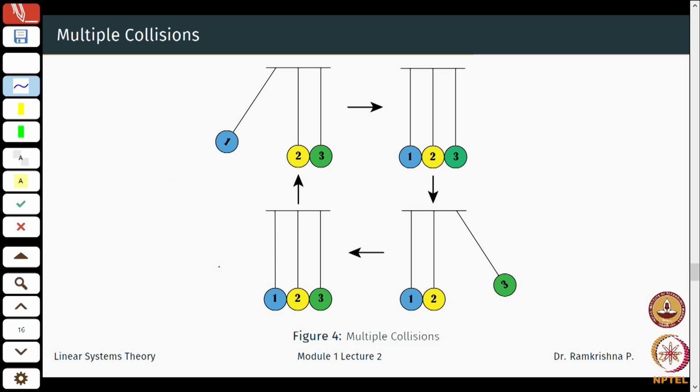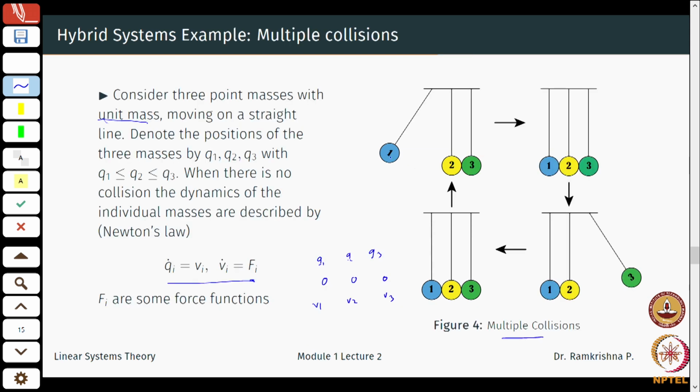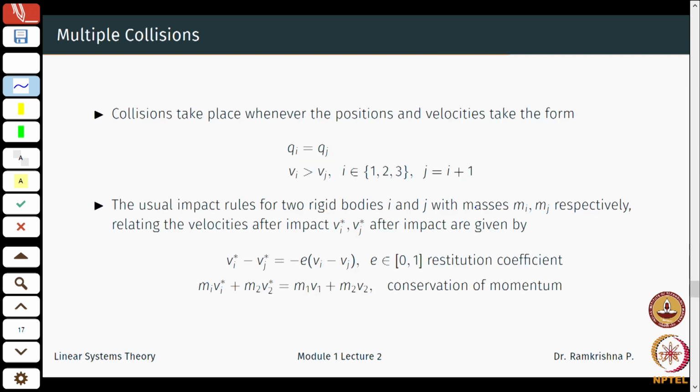So a typical motion, what you would expect is that this would hit, and once they hit, you have a motion where 3 goes this way, then 3 will come back, hit 1, and then you just follow this process. We will see if we can explain why this kind of particular motion happens. So, under what conditions do collisions take place? If I look at Q1, Q2, Q3, collision will take place when Q1 and Q2 are at the same position, Qi equal to Qj.